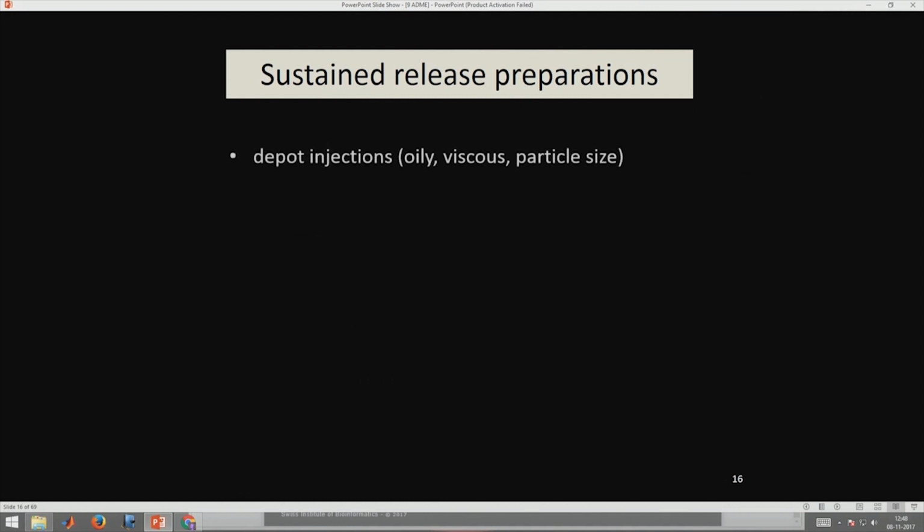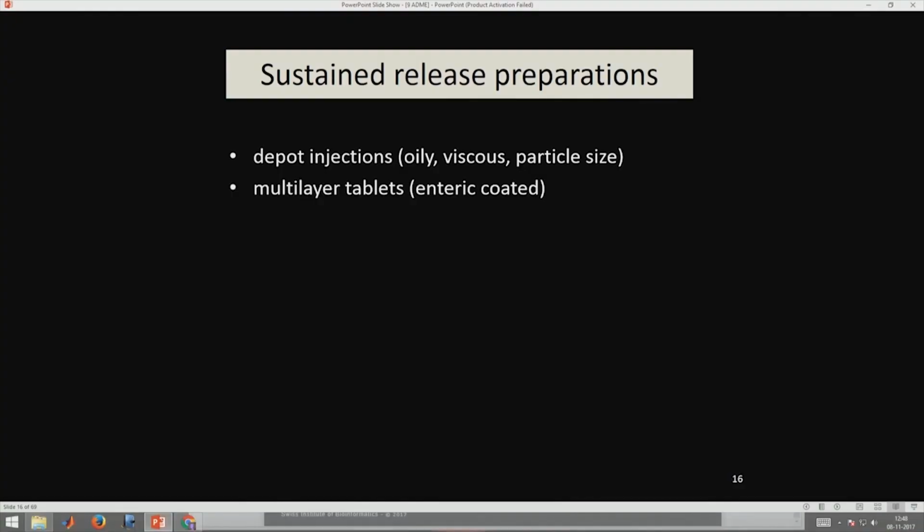Sustained release preparations: drugs are mixed with oil, made into a viscous material, or made into particles that slowly degrade and release the drug. So the drug slowly comes out of this viscous oily material. Or multi-layer tablets: we can have a coating of different biodegradable polymers, like gelatin, chitin and so on. They degrade slowly and the drug gets released slowly. Multi-layer tablets can help in slow release, can reduce toxicity, and can also help in drug stability.